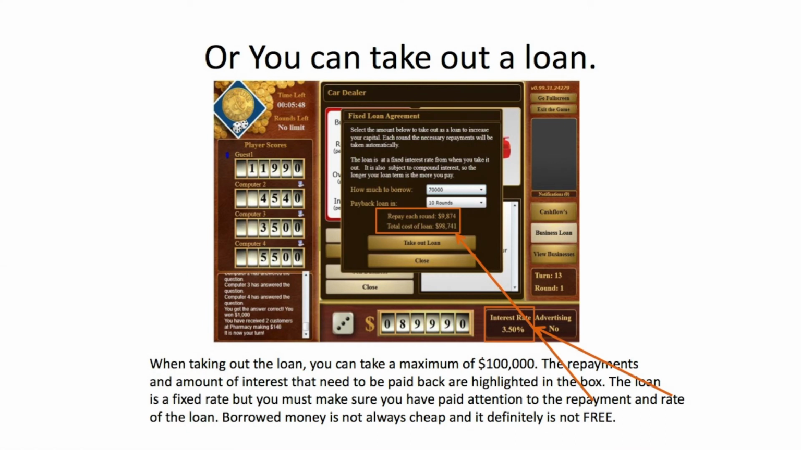Or you can take out a loan. When taking out the loan, you can take out a maximum of $100,000. The repayments and amounts of interest that need to be paid back are highlighted in the box. The loan is a fixed rate, but you must make sure you have paid attention to the repayment and rate of the loan. Borrowed money is not always cheap, and it is definitely not free.